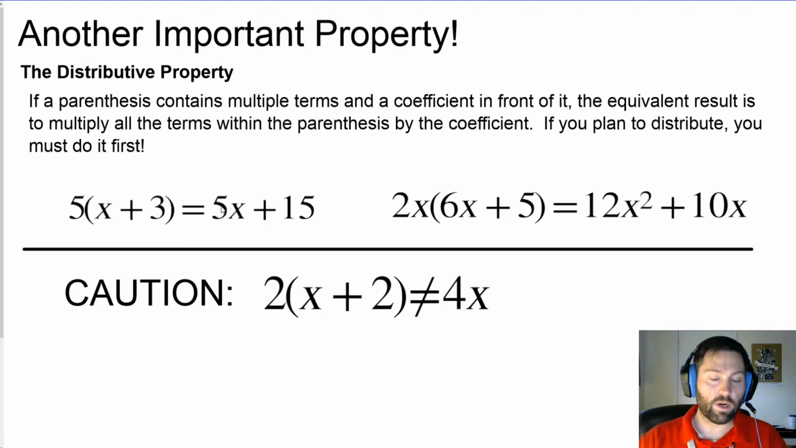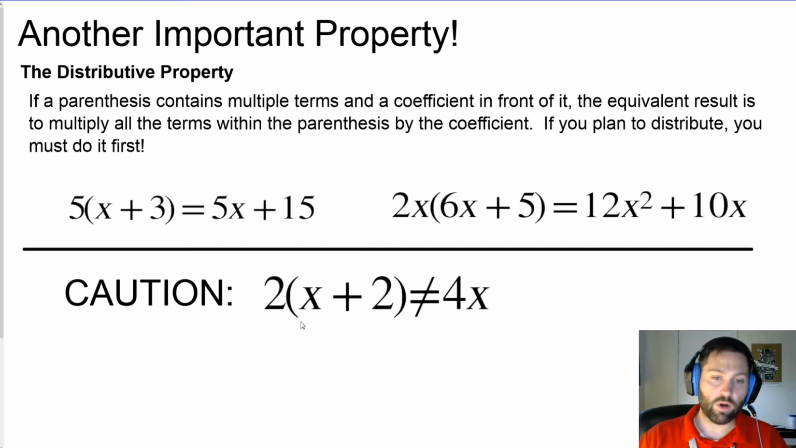So another important property to understand for simplifying is using the distributive property. If you remember from our video, the properties of real numbers, if a parenthesis contains multiple terms and a coefficient in front of it, the equivalent result is to multiply all of the terms within the parentheses by the coefficient. So if you're going to use distribution to simplify, you should do it first. Here are 2 examples of distributing.